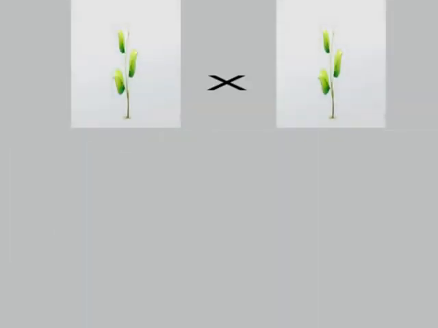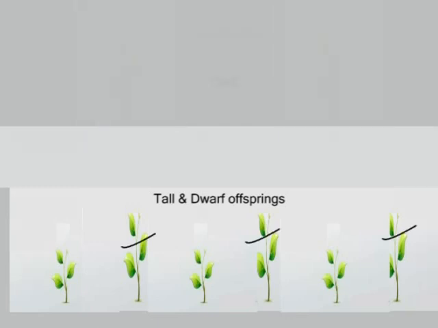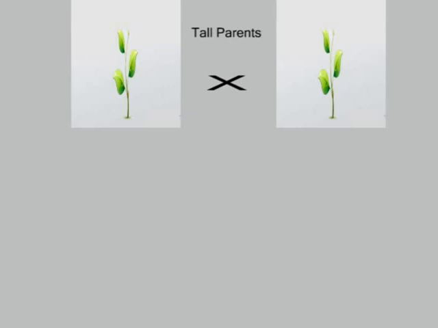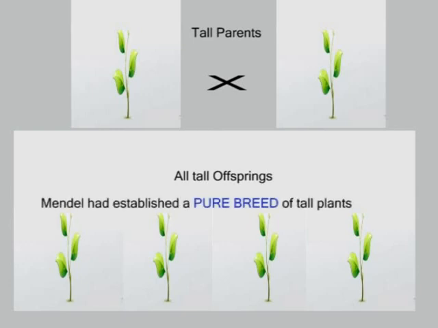He then proceeded and selected tall plants and self-pollinated them. He then planted the resulting seeds and observed that they grew into a mixture of taller and dwarf plants. He took seeds from the tall offsprings only and repeated the experiment for many generations until he obtained only tall plants. This way, Mendel established a pure breed of tall plants.